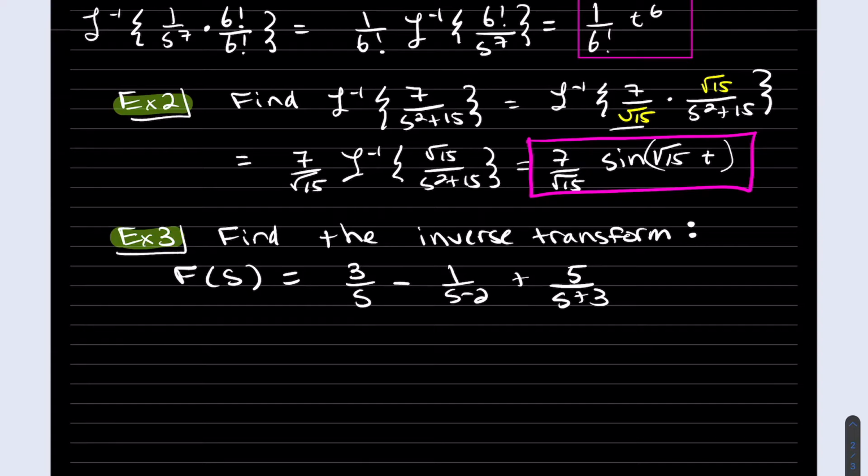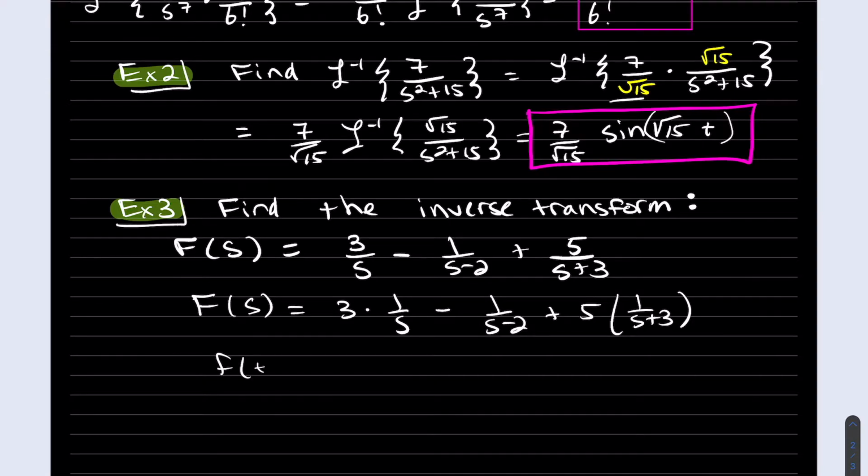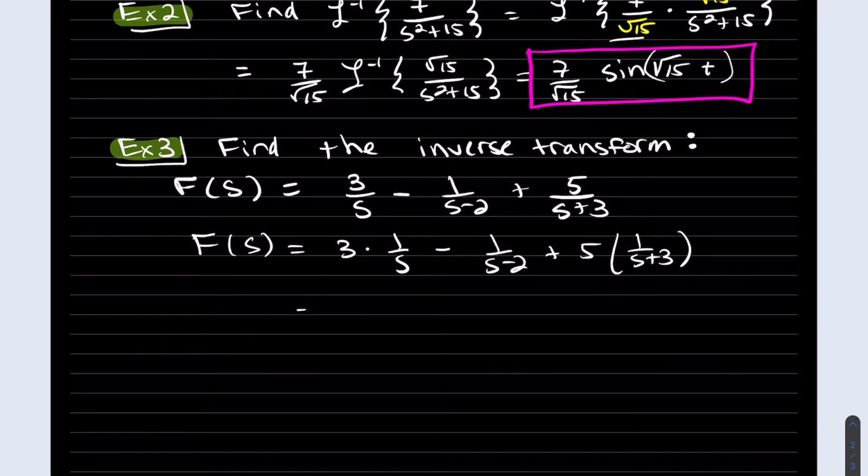So basically we're looking for the inverse of capital F is lowercase in terms of t. And before we do that, we can do this intermediate step, but this isn't necessary. This is 3 times 1 over s, minus 1 over s minus 2. Bring that 5, and that's 1 over s plus 3. So we can see it's 3, the inverse. And if we wanted to, we can even take the Laplace inverse of both sides.